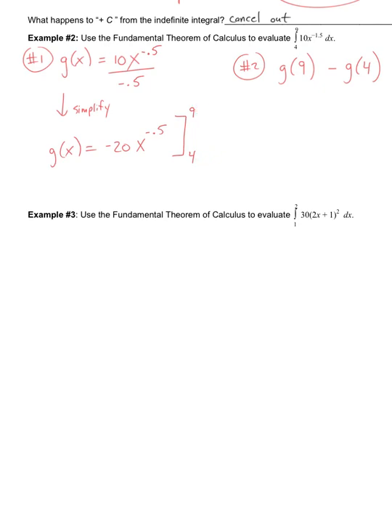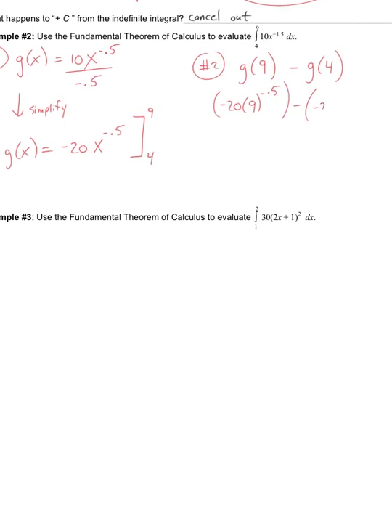When I plug in 9, I get negative 20 times 9 to the negative 0.5. When I plug in 4, I get negative 20 times 4 to the negative 0.5, and I get the values negative 6.67, and I get 10 right here, so that gives me positive 3.33 units squared. So the area under the curve of 10x to the negative 0.5 from 4 to 9 is 3.33.